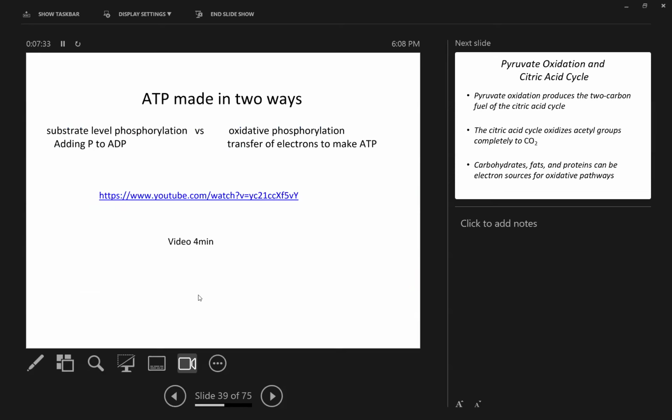All right. So when we go into pyruvate oxidation, and mainly the Krebs, we're still going to be with substrate level phosphorylation. We're not going to do oxidative phosphorylation until the last step. Okay. Now I don't know if I click on this video, if it's going to work, so I'm going to try it.